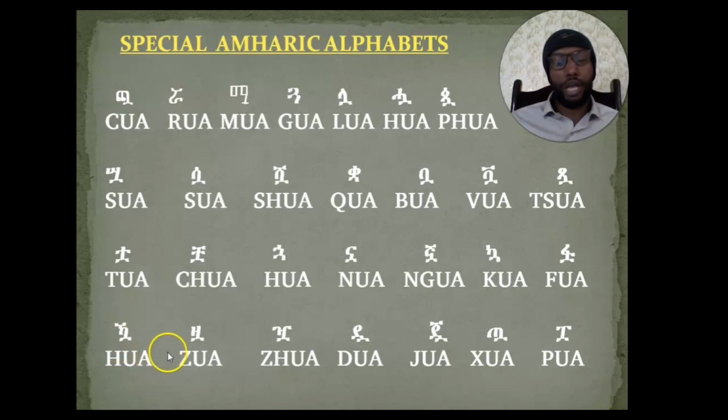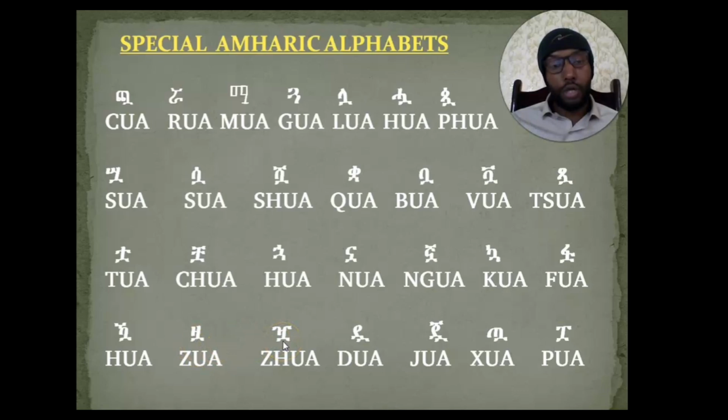And this special Amharic alphabet is called Zwa. And this special Amharic alphabet comes from the basic alphabet called za. There is a basic Amharic alphabet called za. So this is Zwa. It came from za. This one is Zwa, whereas this one is another Zwa. You need to differentiate this.